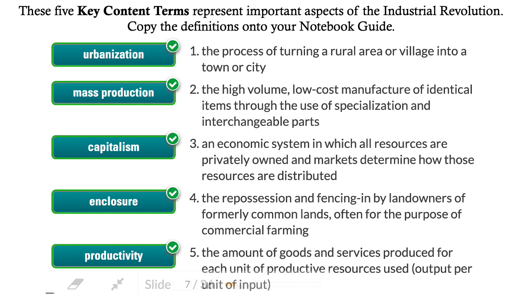These are 5 key content terms, and they represent important aspects of the Industrial Revolution. Copy these definitions onto your notebook guide. We're going to continue to investigate these key content terms by looking at some images and have you think about how they may apply to the Industrial Revolution.